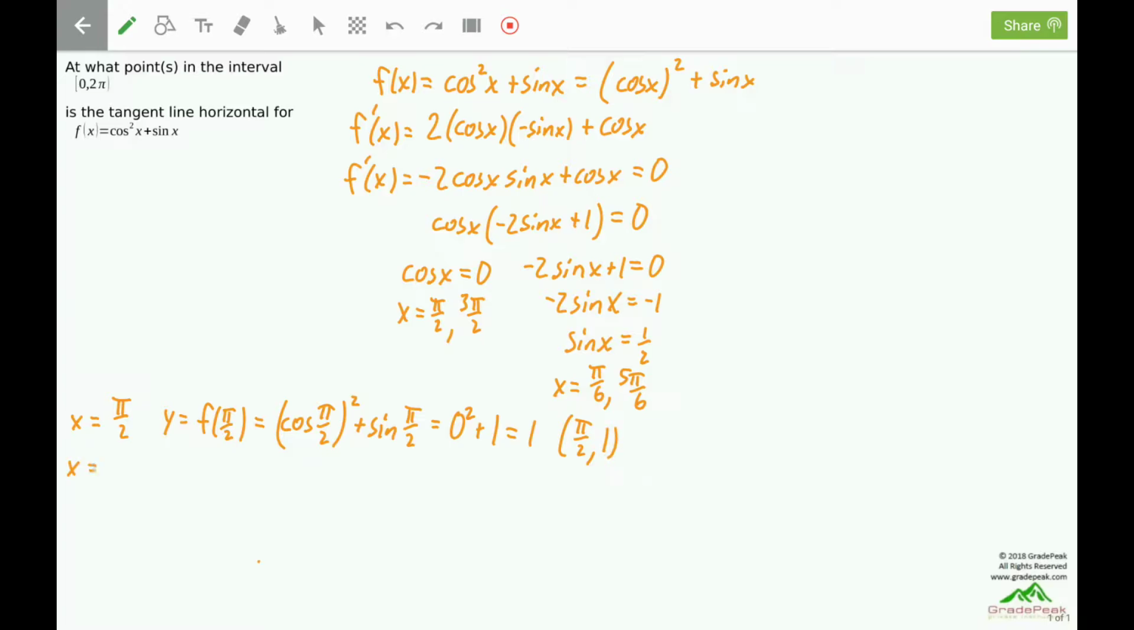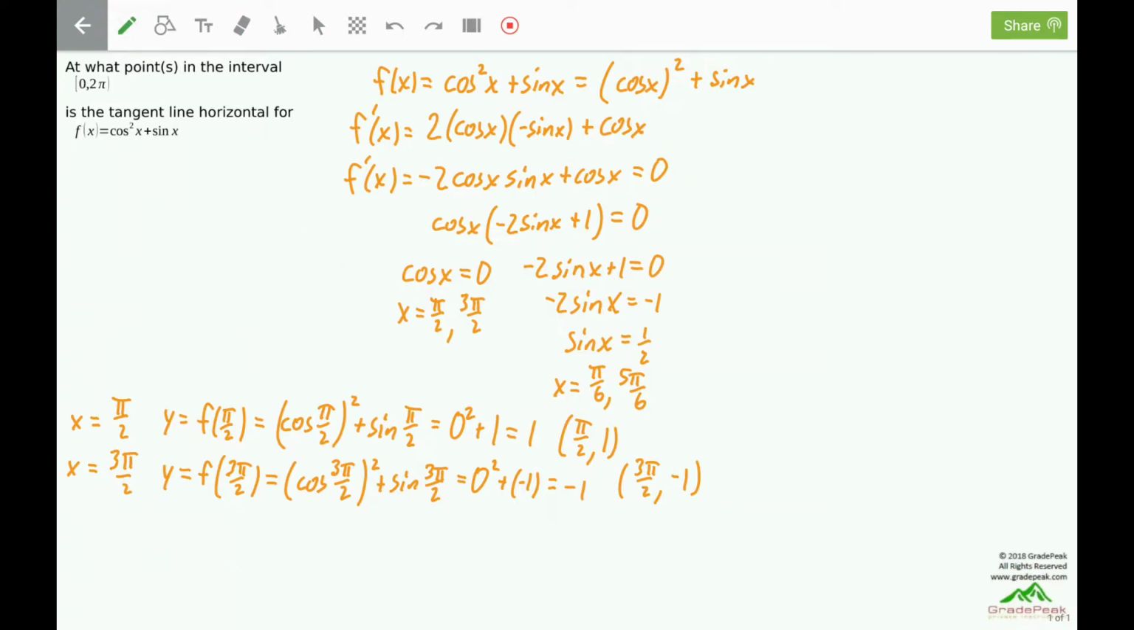We also have x equals 3 pi over 2. Let's find the corresponding y coordinate by plugging in 3 pi over 2. That'll give us the cosine of 3 pi over 2, quantity squared, plus the sine of 3 pi over 2. Well, the cosine of 3 pi over 2 is 0, so 0 squared. And the sine of 3 pi over 2 is negative 1. So we have 0 added to negative 1, which is negative 1. So we have the point 3 pi over 2, comma, negative 1.